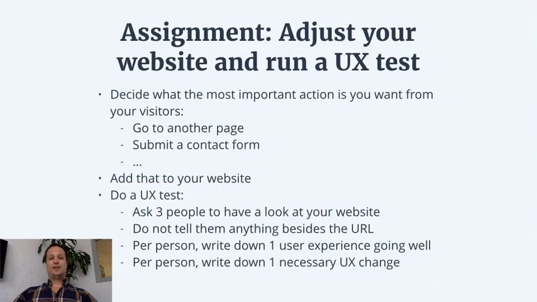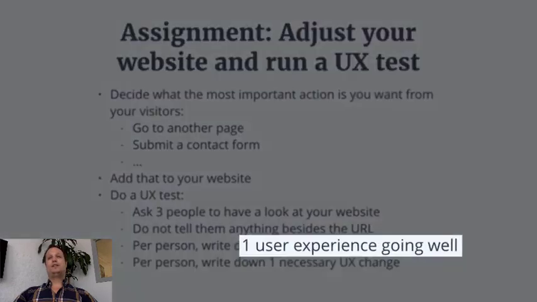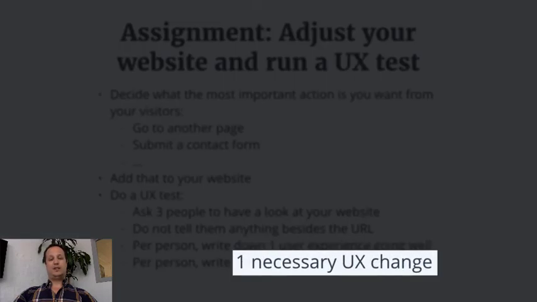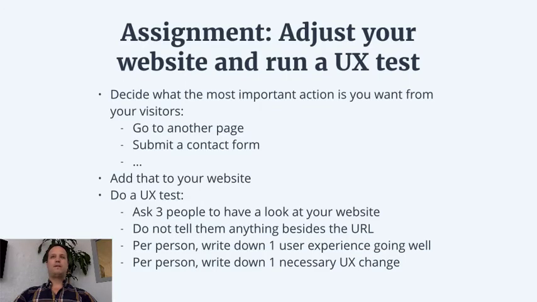After that, write down per person one thing that went well on your website and one change that you should make. So make sure that you learn something from it. And that's the assignment that we're expecting: that you have 3 things related to UX that are already good on your website, and based on the user test, 3 things that you would want to change in the future. And you can already start changing that. We just want to see that you've thought about these changes.